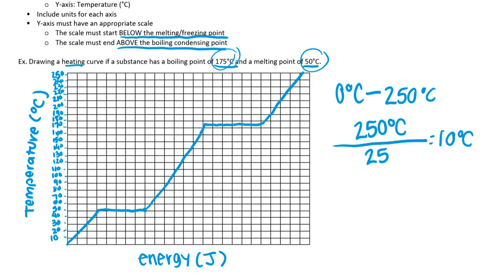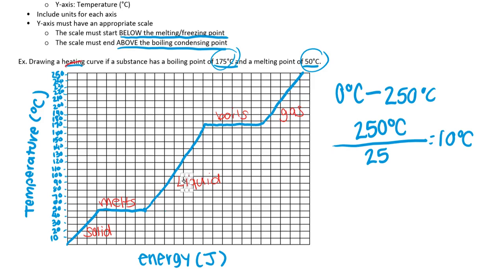You should be able to label each section of our heating curve. Down here at the lowest temperature, it is going to be a solid. The solid melts into a liquid, and then the liquid boils into a gas.